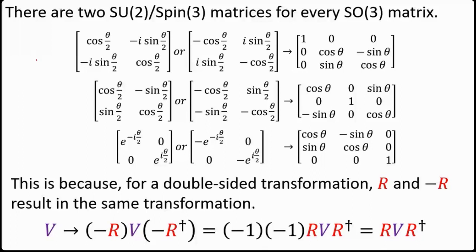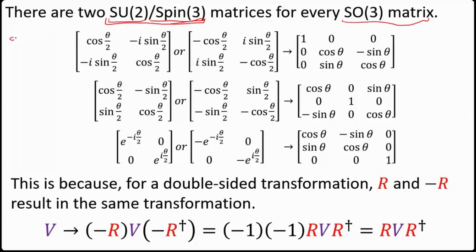I'll try to find the page in my textbook and put a picture in chat so I can just keep talking. Okay, so I think we're almost at the end of part 6. Basically, I think I've said this before, it's a double cover, so there's 2. You could say either SU2 or Spin 3. They're the same thing for every SO3 matrix.